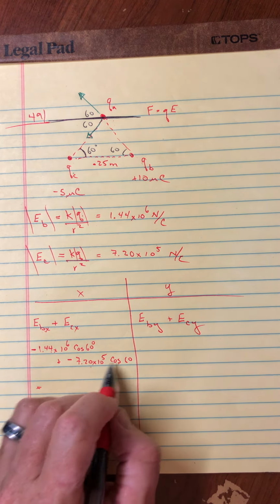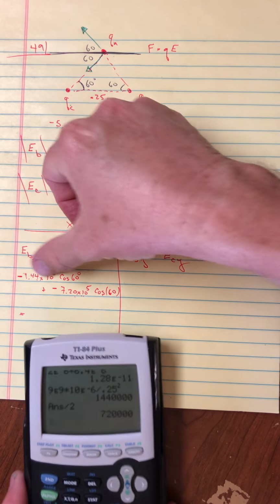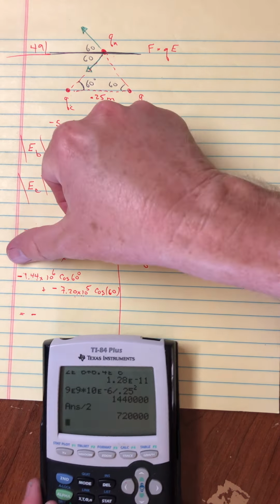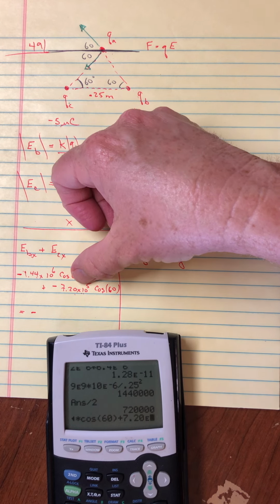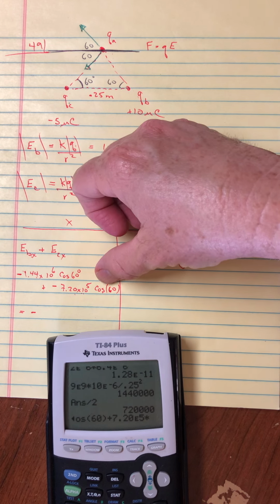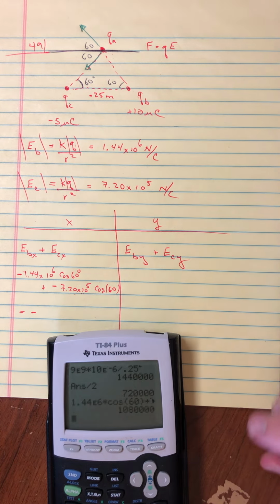But I'm going to enter the full thing into my calculator because that'll help me on the y component. I won't bother to write the negatives into my calculator, but I will go 1.44 times 10 to the 6th times cosine of 60 degrees, and I better check the mode of my calculator. Okay, I'm in degrees. Then I will add that to 7.20 times 10 to the 5 times cosine of 60 and hit enter. So this would be 1.08 times 10 to the 6th newtons per coulomb. So that'll be the negative direction.